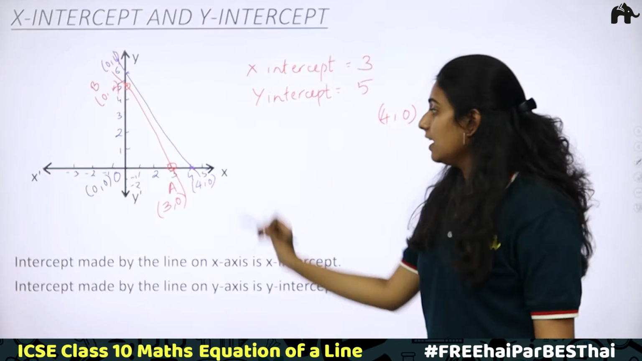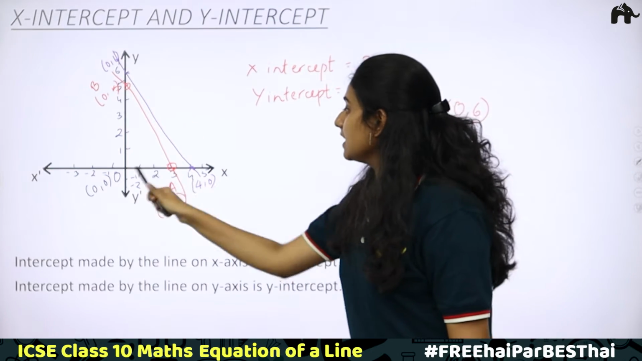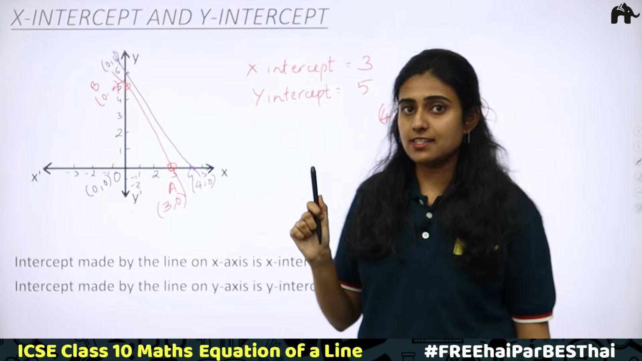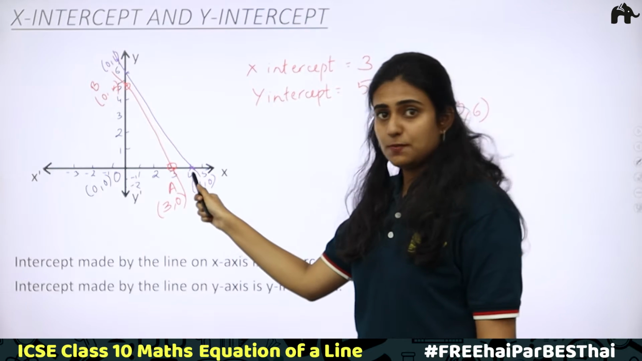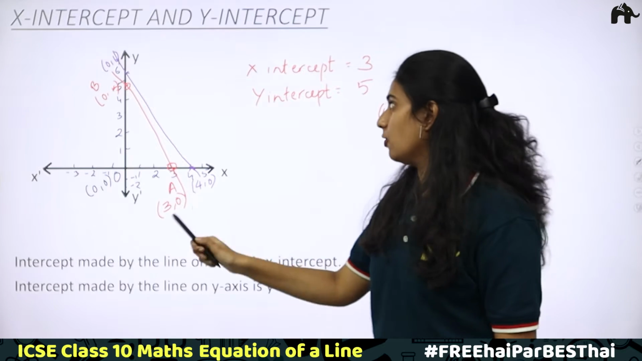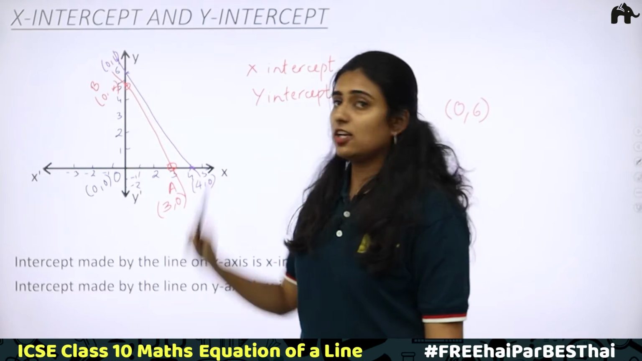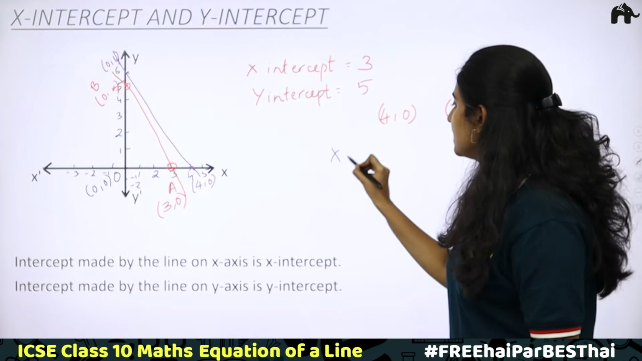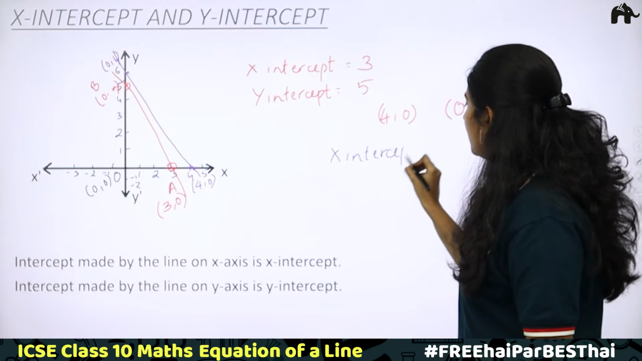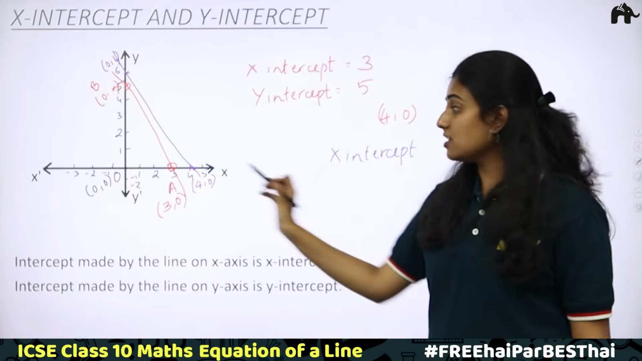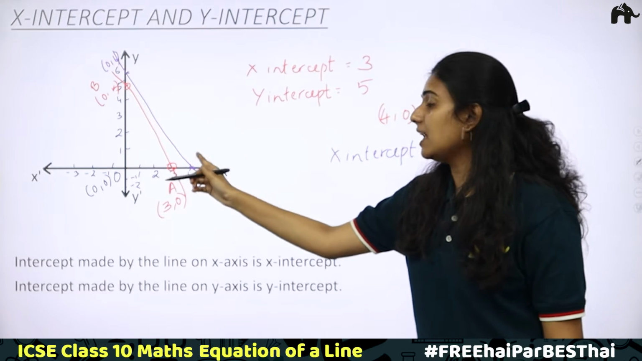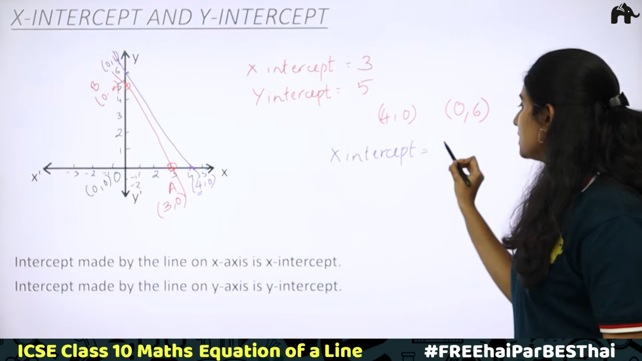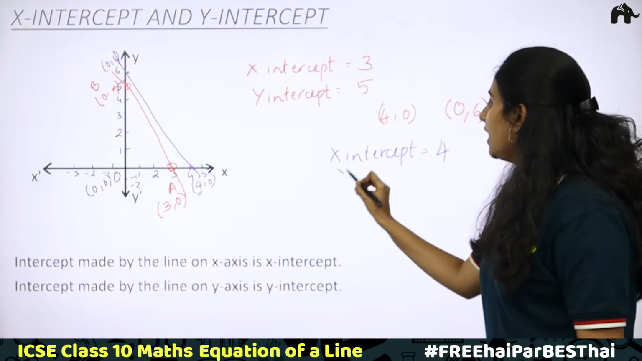This is my line. Now it is clear that the line cuts the x-axis at one point and the y-axis at one point. Then what are the x and y coordinates? Here the x-coordinate of this point is 4 and the y-coordinate is 0. Here the x-coordinate is 0 and the y-coordinate is 6. Then we can write what the x-intercept and y-intercept are. What is the x-intercept here? We have to check the x-coordinate of the point where the line cuts the x-axis. Here the x-coordinate is 4. Therefore, the x-intercept is equal to 4. What about the y-intercept?